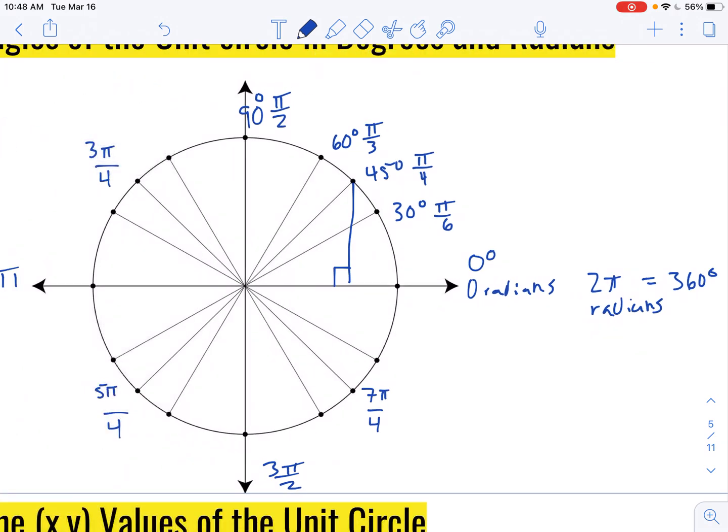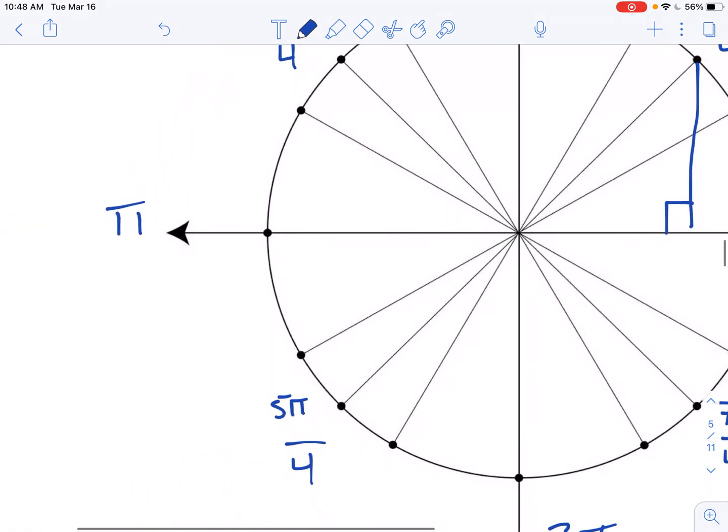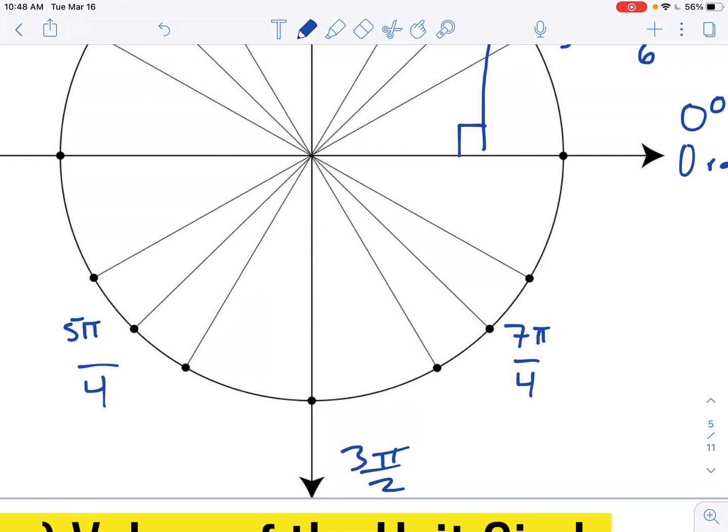And this helps us make sense of the pi over 4 radians. This angle here is another pi over 4 added to pi, which is 5 pi over 4. Just like this 7 pi over 4 is another pi over 4 added to the 3 pi over 2. So we can think about that in terms of our major angles there.